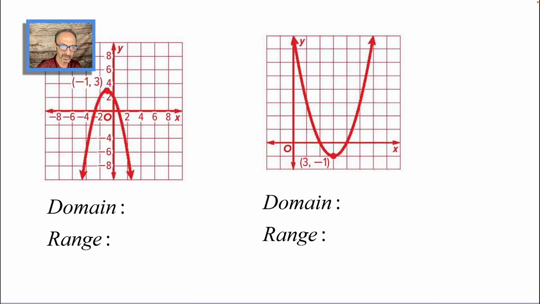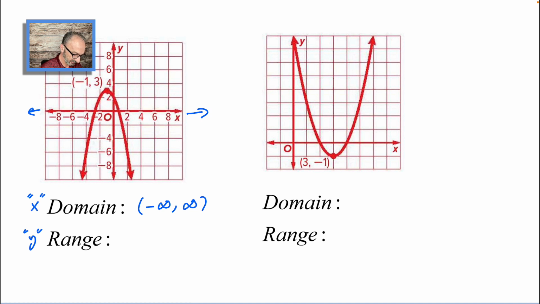Here I have two graphs. One opens down and one opens up. Let's talk about the domain and range. The domain for the function on the left comes from the x values, and the range comes from the y values that represent the graph. The domain in quadratic equations, unless it's restricted, is always all real numbers, which means from negative infinity to positive infinity. That's this positive infinity and this negative infinity.